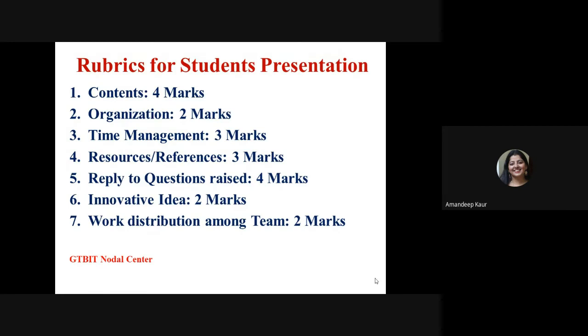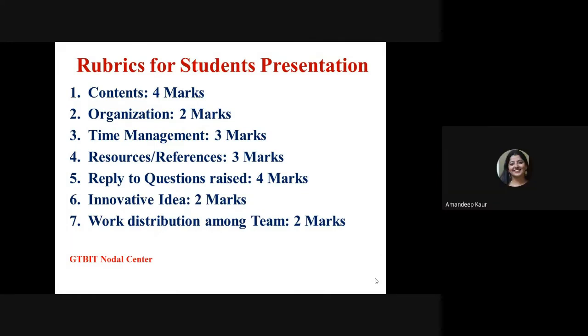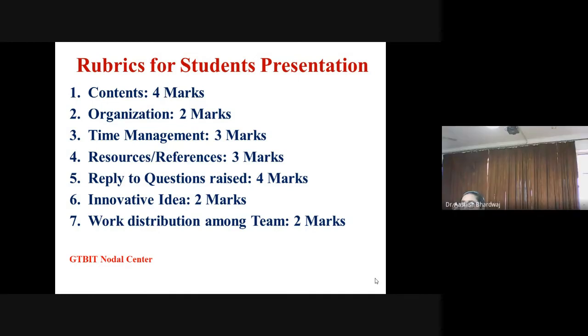So you want your student to add references at the end of the slides, or in the introductory part or literature review, or all references need to be there? It is mandatory to have it in the last slide, ma'am. Only last slide, 3 marks. Yes. Reply to questions raised, 4 marks. Innovative ideas in a final presentation, ma'am. Yes, ma'am. That is the most important thing: what all they have learned, what they have taken up, and how they are going to go about with that. That is the most important thing. Innovative idea.